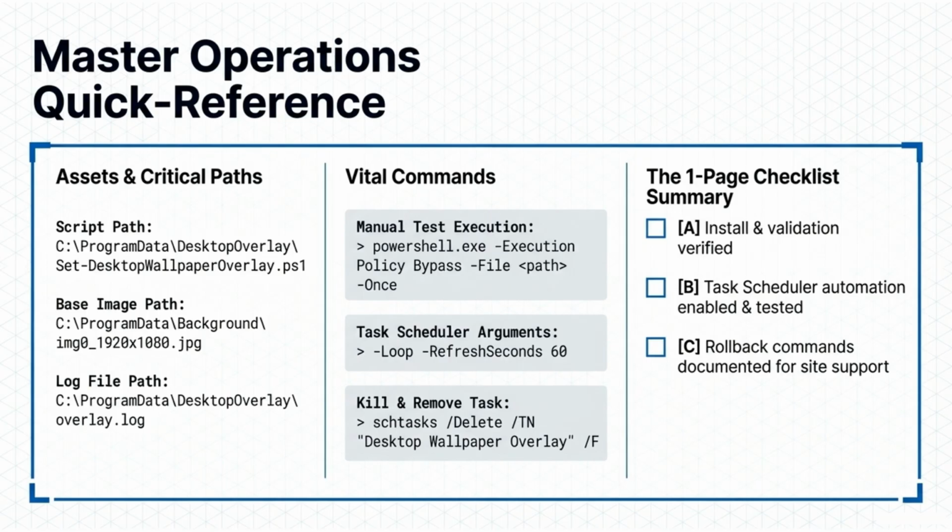This Master Operations Quick Reference summarizes critical paths and vital commands for quick access. This includes paths for the script, base image, and log file, as well as commands for manual execution, task scheduler arguments, and task removal.